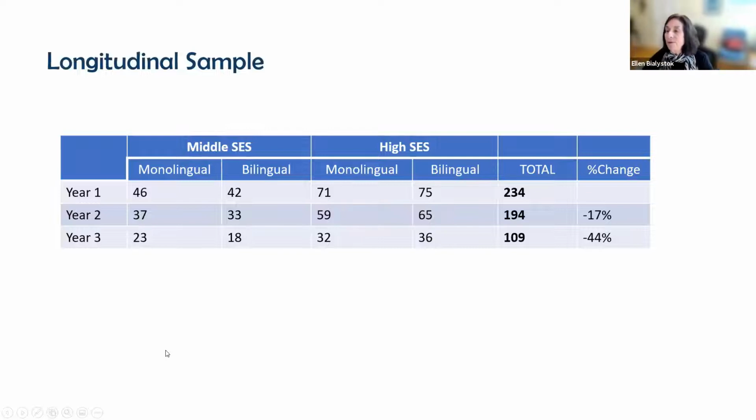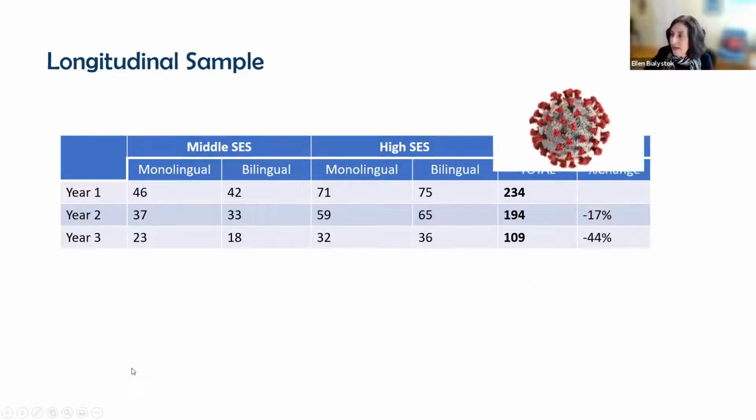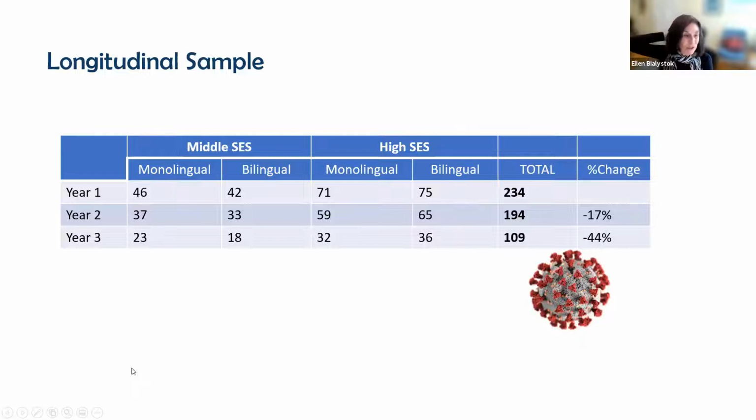Here's what happened over the 3 years. When we went back in year 2, we lost 17% of the kids because of various things. When we went back in year 3, we lost almost half of the kids. Why? Because we were testing in March 2020. So we got halfway through testing and had to shut down.